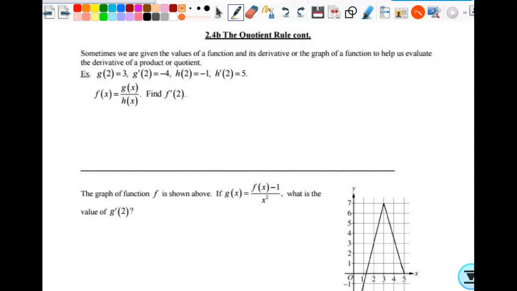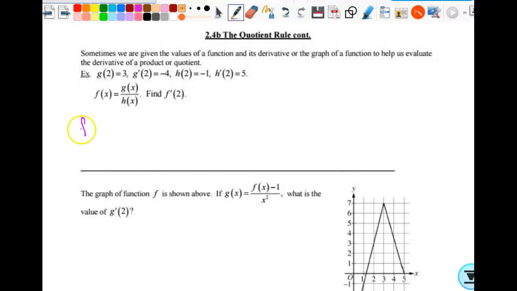Okay, so we are going to find, and we did some of these kind of yesterday. Sometimes we're given the values of a function and its derivative or graph of a function to help us evaluate. So we're given this function. We want to find f prime of 2. We have g, g prime, h, h prime. But if I need to find f prime of 2, what do you think I actually need? F prime. Well, yeah, I need f. I have f. So then I need f prime, right?